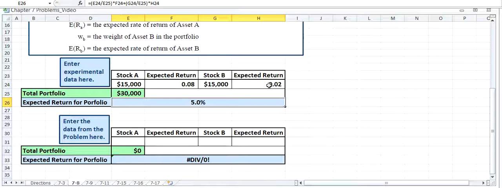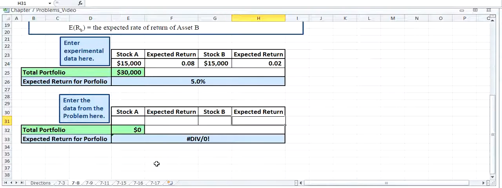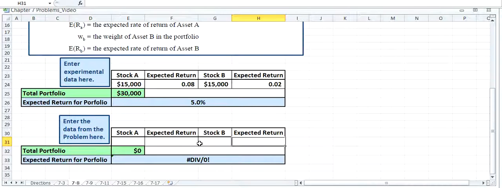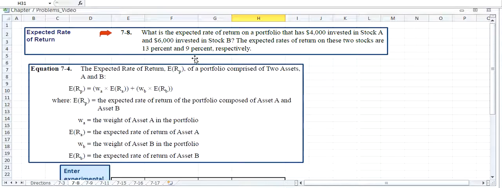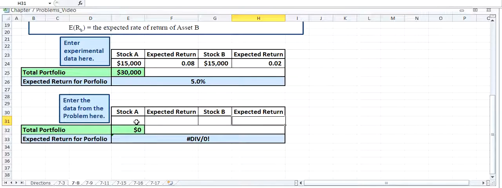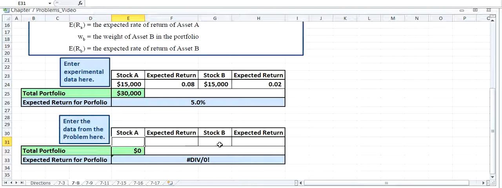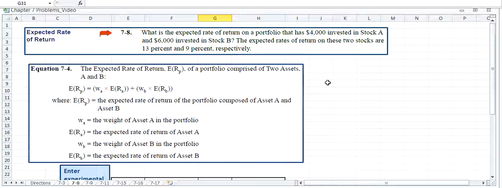So make sure that you put in your values here, here, here, and here, and you should see the correct answers pop in down here, as long as your values are correct here. And once again, make sure you put your percentages in as a decimal. So this is 0.13. 13% is 0.13, and 9% is 0.09. And that goes here and here, and your actual amounts that you are investing goes under stock A here and under stock B right here, just as I've done it up here. Okay? So that's problem 7-8.